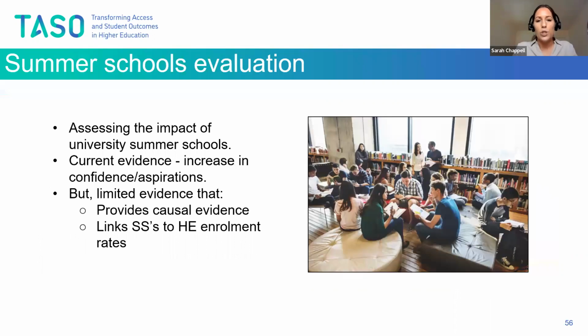So we need this sort of type 3 evidence to uncover the fuller picture. And that's where our summer schools project comes in. So we want to try and assess the impact of university summer schools. This current evidence that we've got is very much lying in the type 2 section. So we've got this limited evidence on causality. That's what we really want to do.